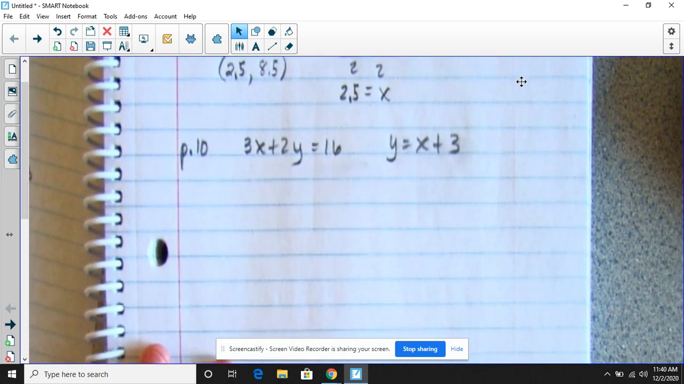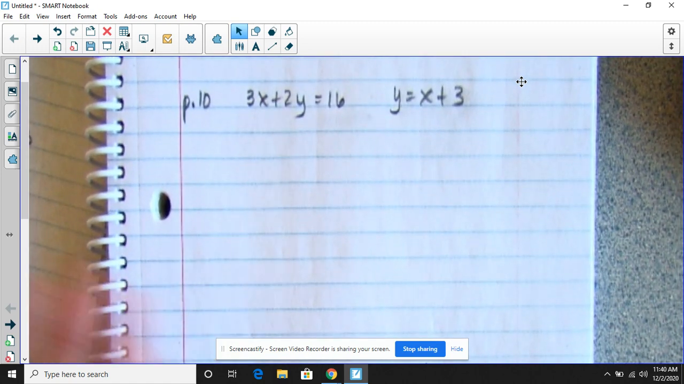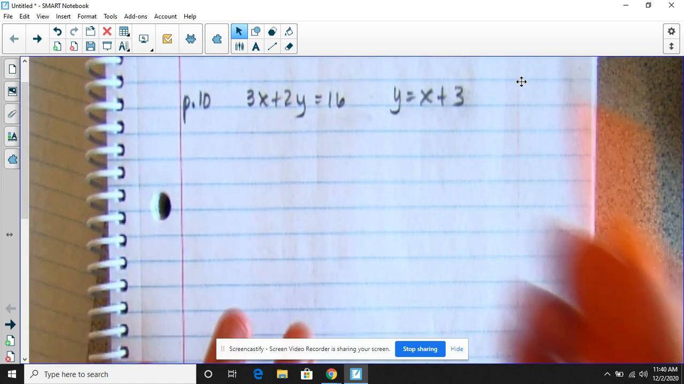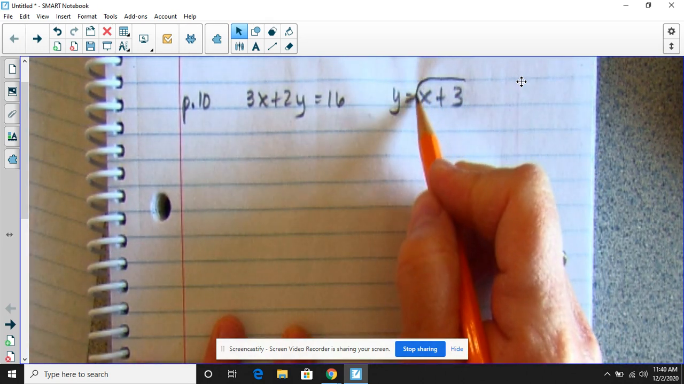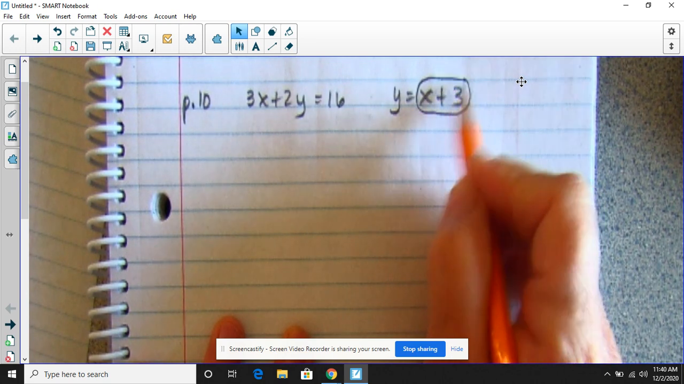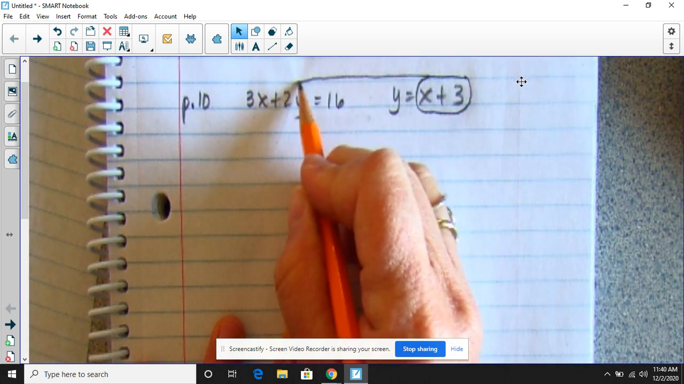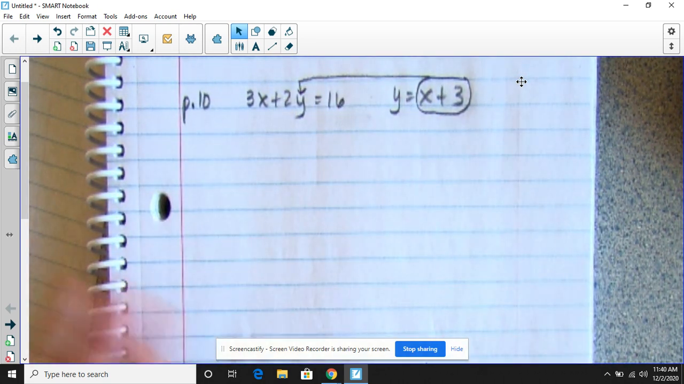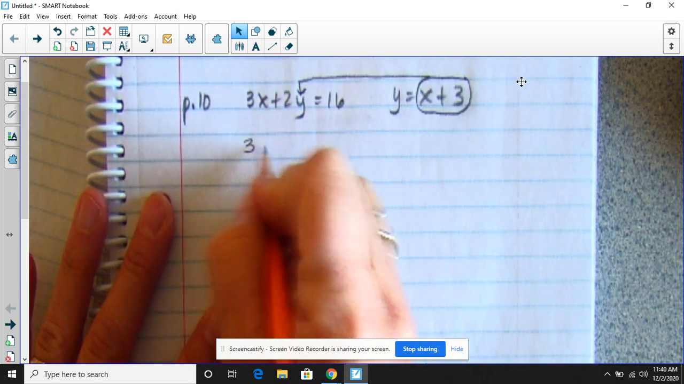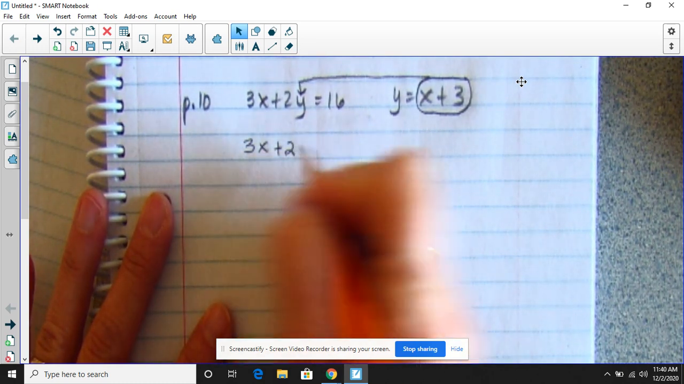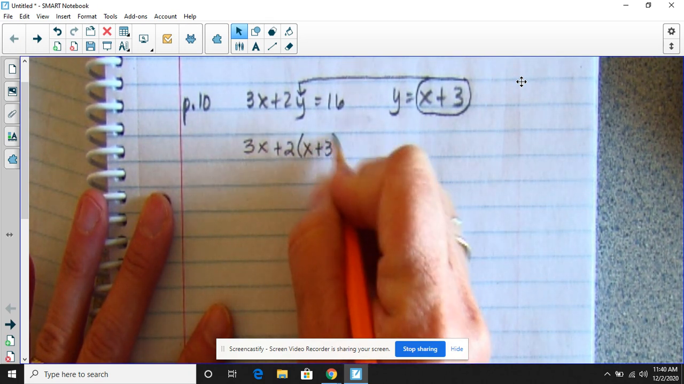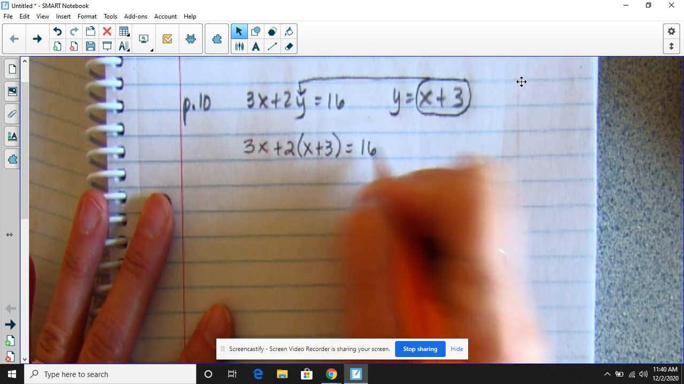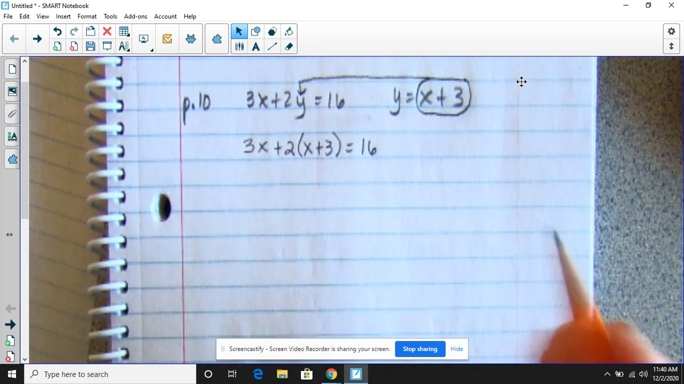There's another one on page 10 that looks like this. I'm probably going to run out of time, so I'm going to have to make one more short video. This equation is solved for y already, so it's the easiest one to use. I can just take this x plus 3 and plug it in for this y right here, and it would look like this: 3x plus 2 times y, which is this. So I need to put it in parentheses because we're going to end up distributing. And I'm going to use this to solve for x.